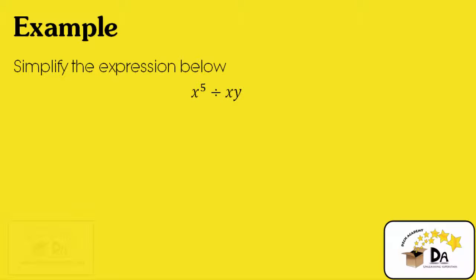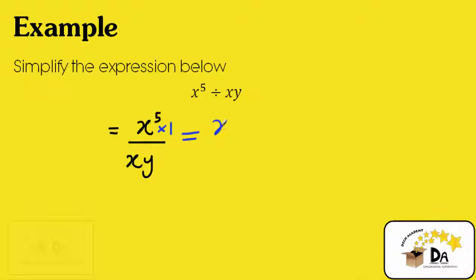Here's another example, and it says simplify the expression below. Here we have x^5 divided by xy. Well, actually, let's use one of the rules we learned earlier. I can break this down into two fractions. If I write x^5 as x^5 times 1, I can break this expression down to the product of two fractions.